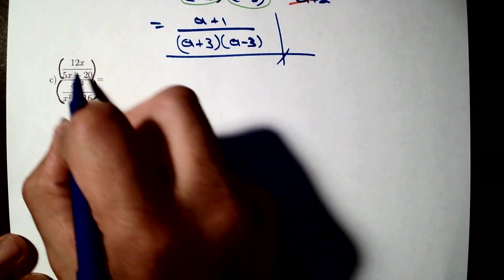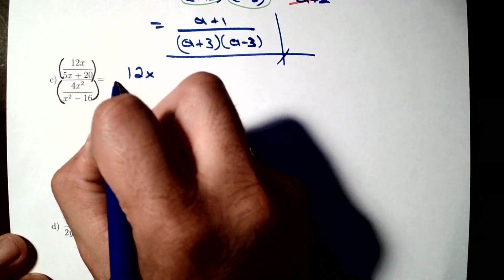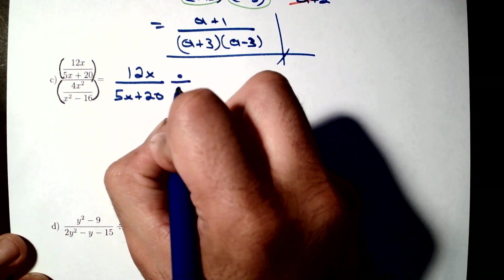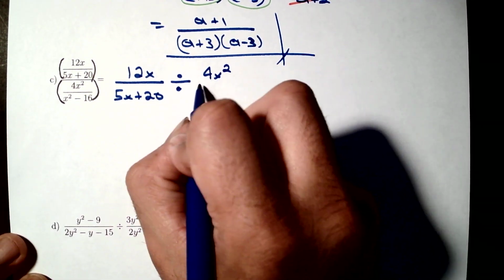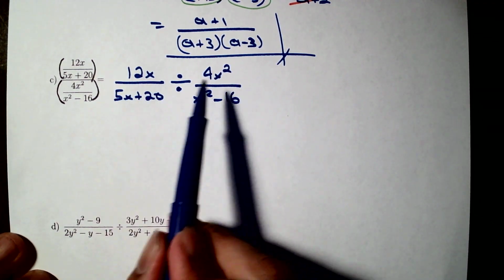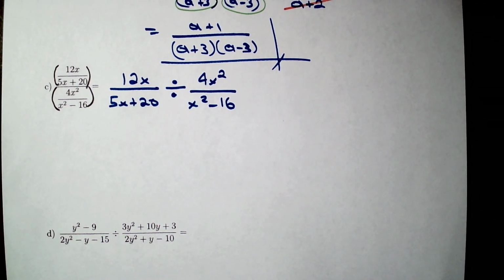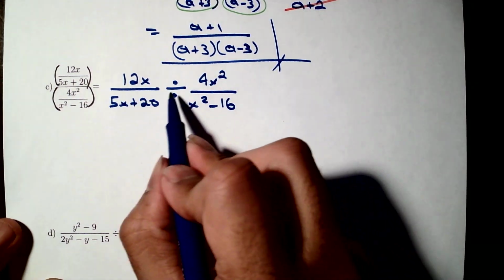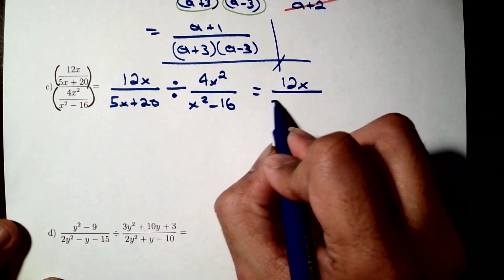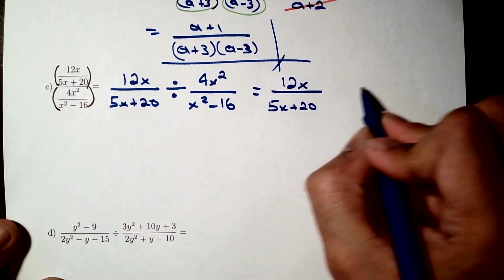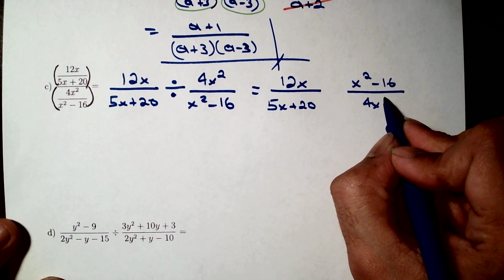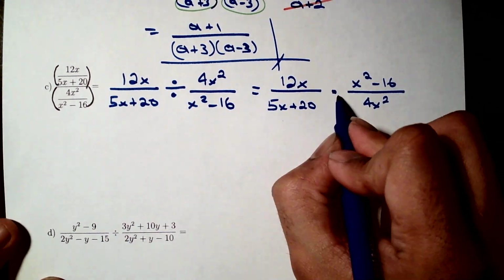So we are going to change the notation for this. So 12x over 5x plus 20 is being divided by 4x squared over x squared minus 16. And now this looks like something we have done before. So all we do is use the KFC rule. Keep the first fraction, flip the second fraction, and change the division into a multiplication.